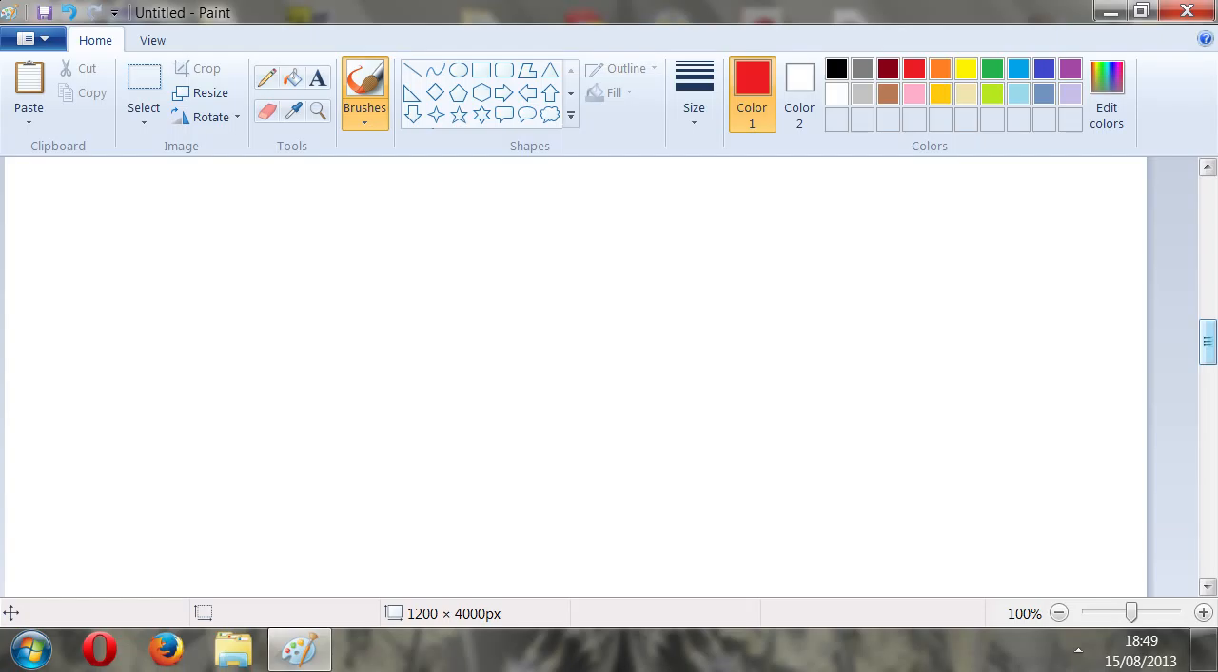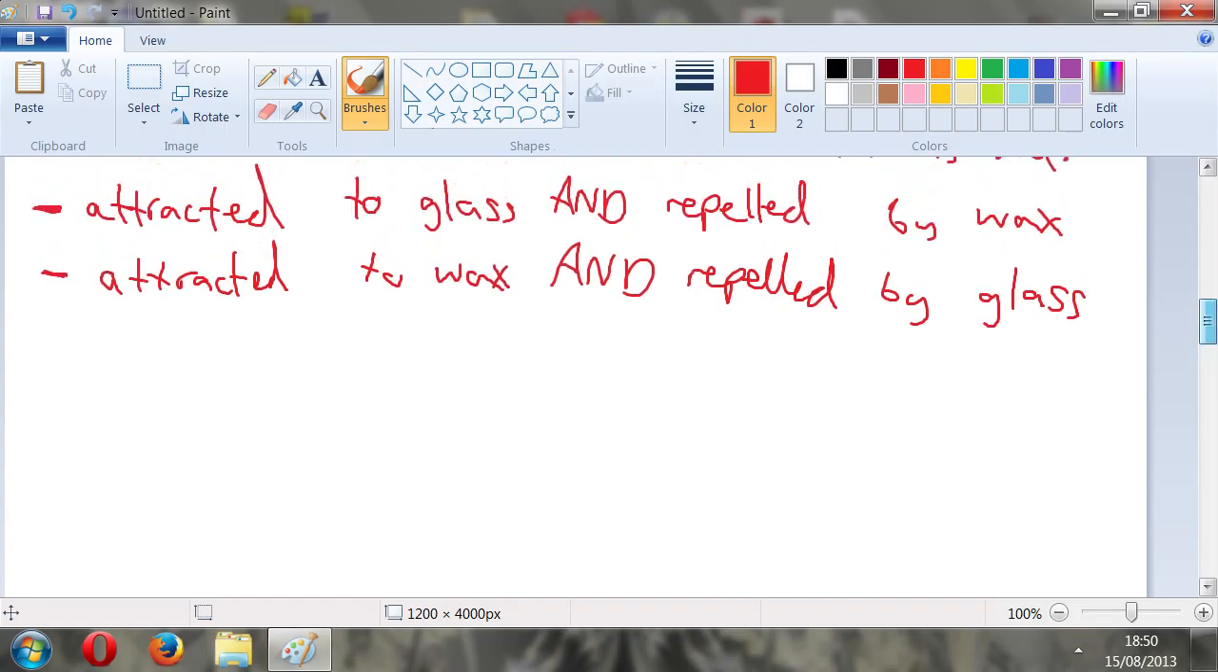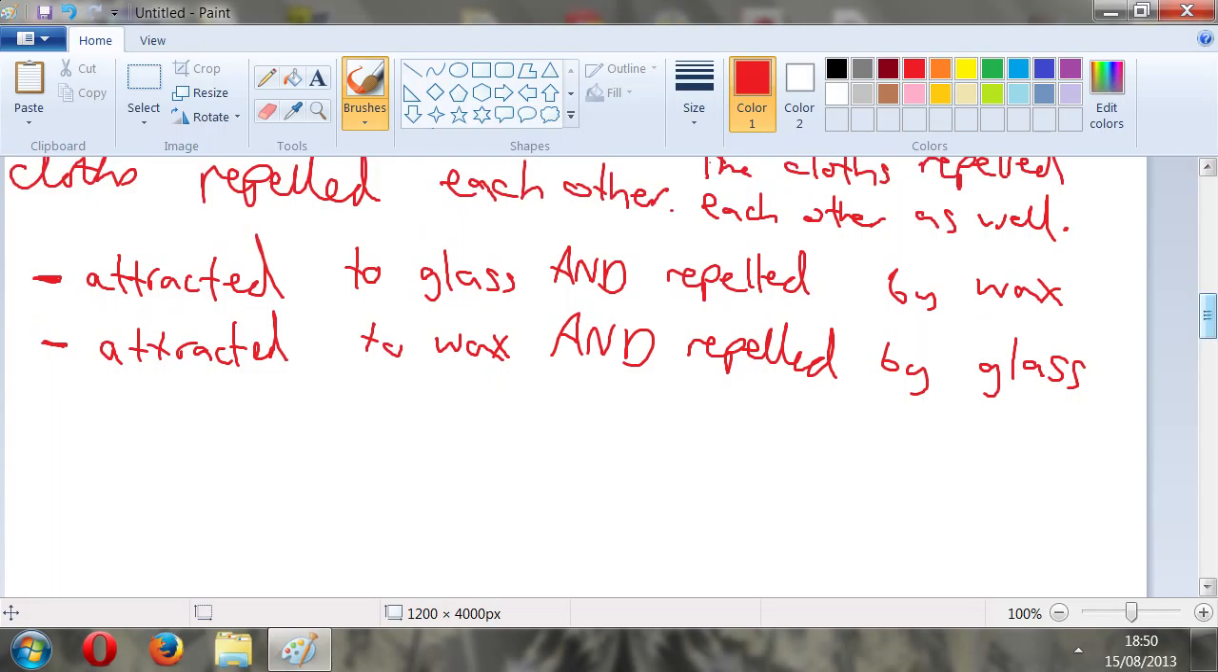So then obviously it was time to come up with a theory, for the things that were attracted to each other and things that repel each other. It was noted that if you do silk cloth and a glass rod, in two separate instances, the silk cloths are going to repel each other, and the rods are going to repel each other. And like I mentioned here, the silk cloth might be attracted to the glass and repelled by the wax.